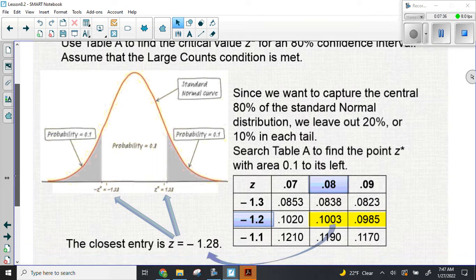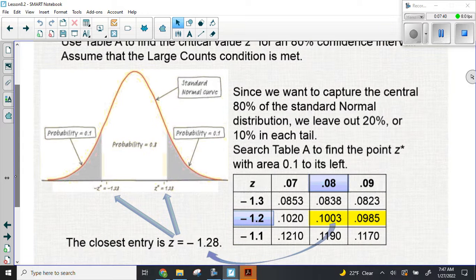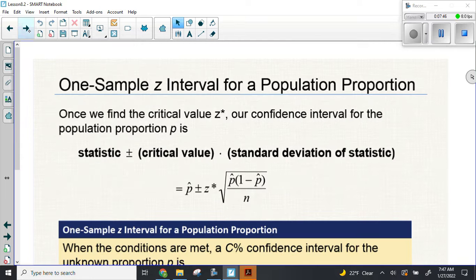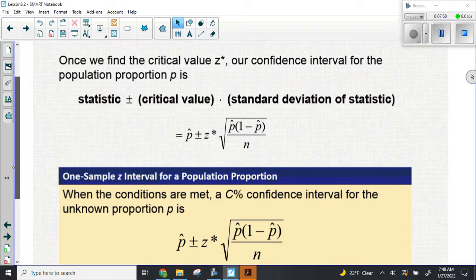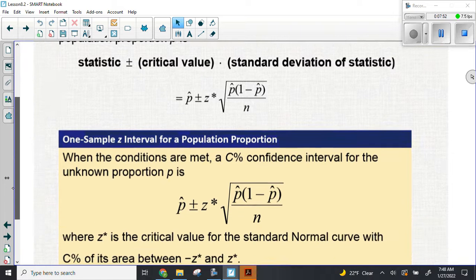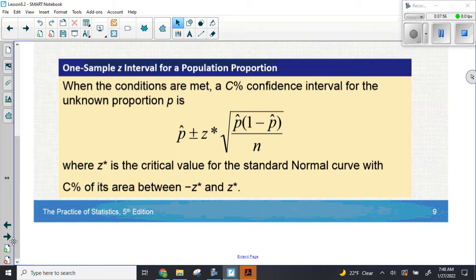And there we go. There's another picture of that. All right, so here we go. This is the formula for a confidence level at some percentage. This is how you're going to calculate it. Right there.